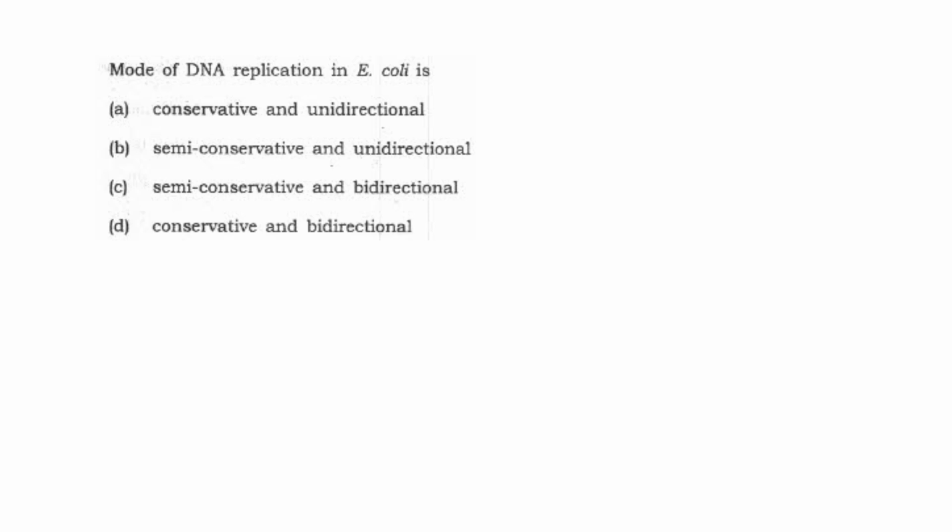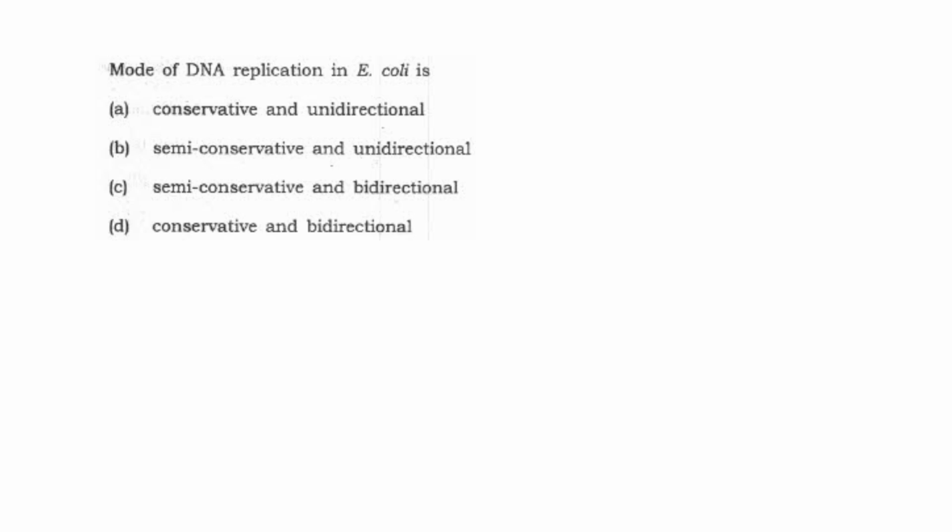Mode of DNA replication in E. coli is? Whether we are talking about prokaryotes or eukaryotes, DNA replication is semi-conservative. Semi-conservative DNA replication is when two copies of the original DNA are produced, and each copy contains one original strand and one newly synthesized strand.